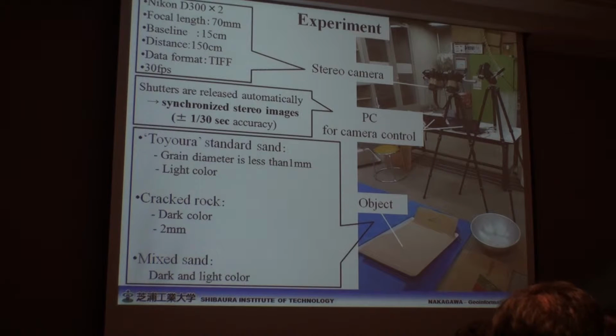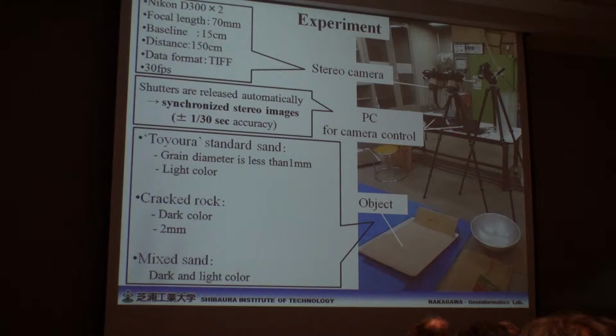Here's the experiment. We use a Nikon D300 as the stereo camera. The focal length is 70 millimeters, and the baseline length is 15 centimeters. The shutters are released automatically, and the stereo images are synchronized with plus or minus 1/30th second accuracy.